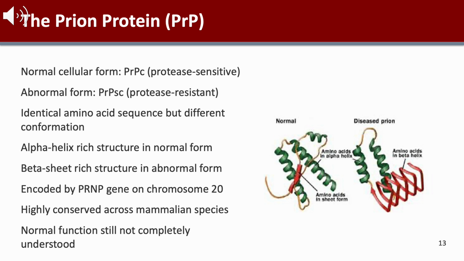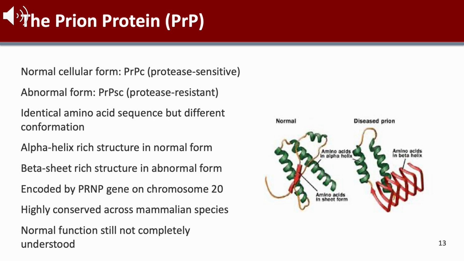The normal cellular form, designated PrPC, is found throughout the body, particularly in the nervous system. It is sensitive to protease digestion and has a predominantly alpha helical structure. The abnormal form, PrPSc, has the same amino acid sequence, but a different three-dimensional conformation with increased beta sheet content. This conformational difference makes PrPSc resistant to protease digestion, which is the basis for its detection in diagnostic testing.